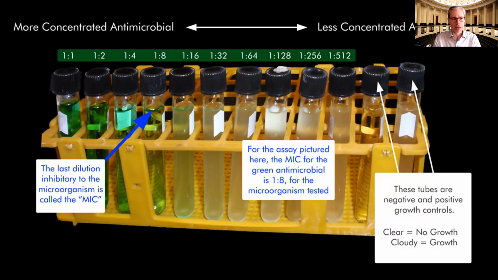So this is how it looks. You can see different test tubes with different concentrations of antibiotics. Dilutions go from left to right. And within these test tubes, an inoculum is inoculated. And you can see that when the test tube turns turbid, this means that there is bacterial growth. In this assay, the green tube, the last dilution that is inhibitory, is 1 out of 8. So this is the MIC for this specific pathogen.